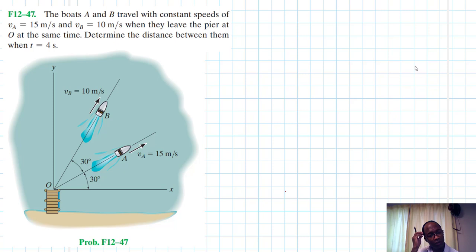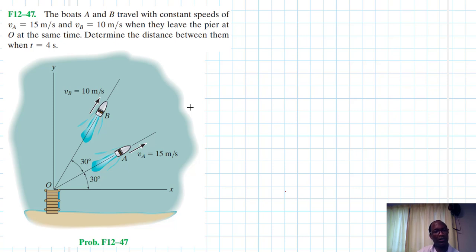The problem reads: boats A and B travel with constant speeds of VA equal to 15 meters per second and VB equal to 10 meters per second when they leave the pier at O at the same time. Determine the distance between them when t is equal to 4 seconds. This problem is coming from the Engineering Mechanics Dynamics 14th edition by R.C. Hibbeler. So we are dealing with relative motion.